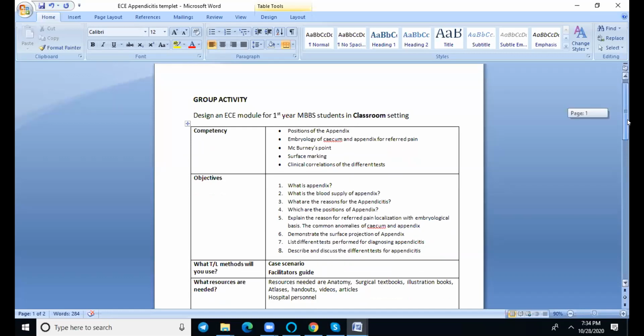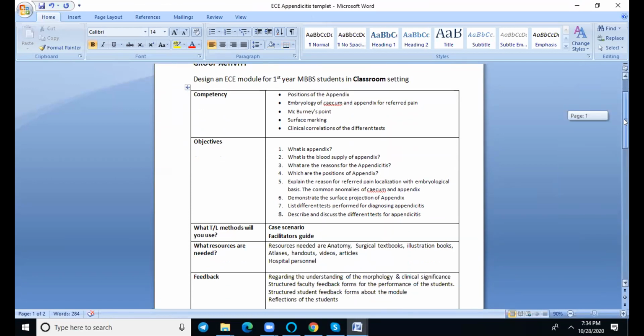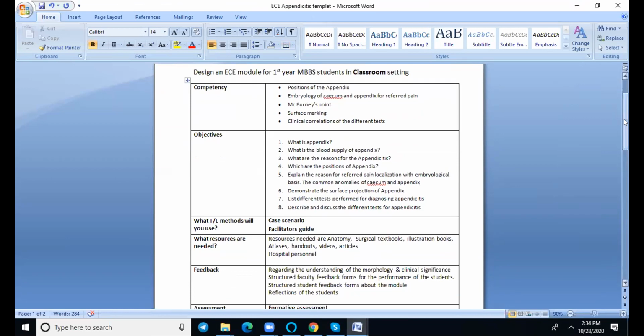The early clinical exposure module for appendix. The competency we would like to study would be the positions of the appendix, embryology of cecum and appendix for referred pain, McBurney's point, the surface marking, clinical correlations of different tests.